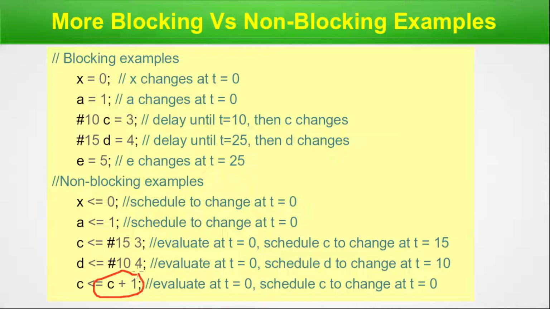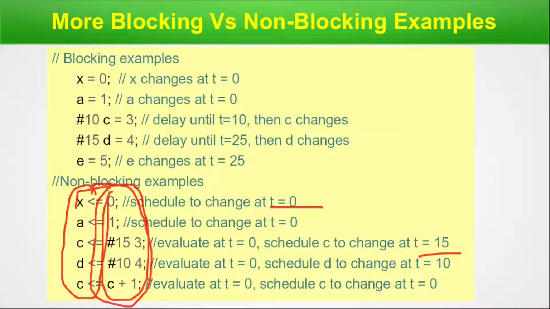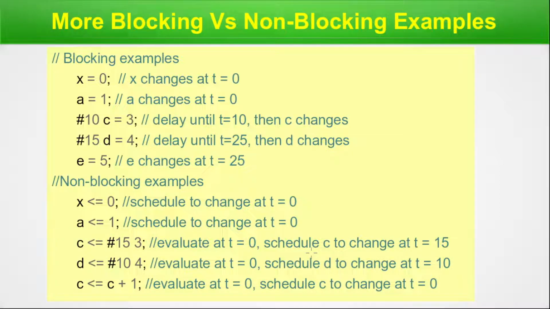Next here, this C or 1: evaluate at t equal to 0 and schedule to change at t equal to 0. So you can see all these right hand side values are scheduled for change at some particular time. Somewhere it is t equal to 0, somewhere t equal to 15. And when this happens, the evaluation will happen parallelly and they will be assigned in one shot from the right hand side to the left hand side. However, if delay is added, then that assignment will be done after some delay. So these are the examples of blocking and non-blocking.